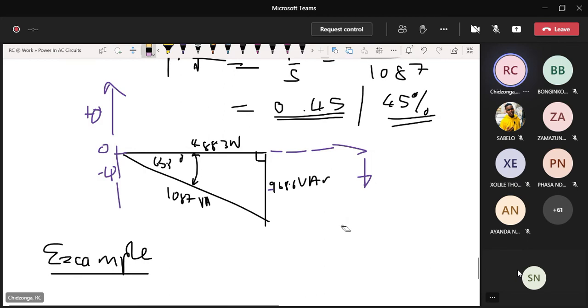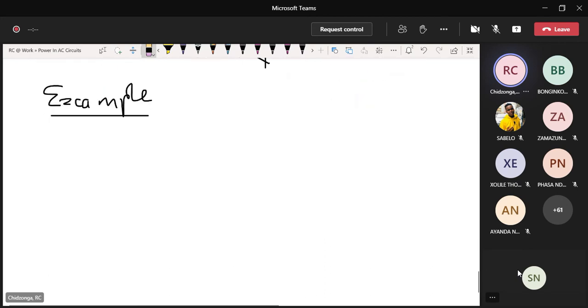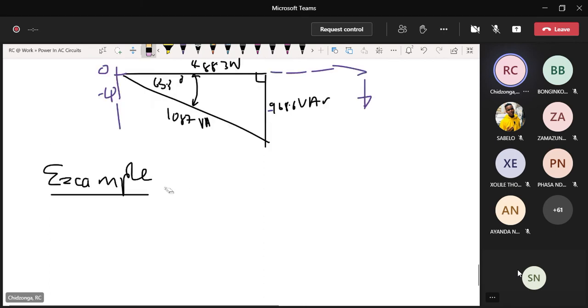Don't worry, we'll come back to this and then we'll wrap it up when we talk about the inductor, and then we put the picture together. I just wanted to give you an example to close up here.